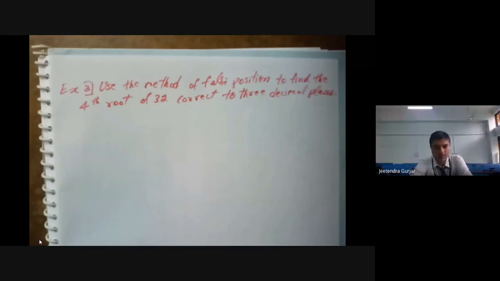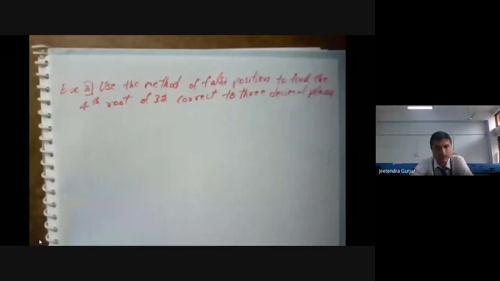Correct. It is x raised to 4 minus 32 is equal to 0. Sneha has given the correct equation. x raised to 4 minus 32 or 32 minus x raised to 4, that is also okay. But take x raised to 4 first, because that must be the positive value. First you take x raised to 4 minus 32 as the equation. Abhinav, 5 and 6, no, that is not the correct answer. Saurav has given it correct.